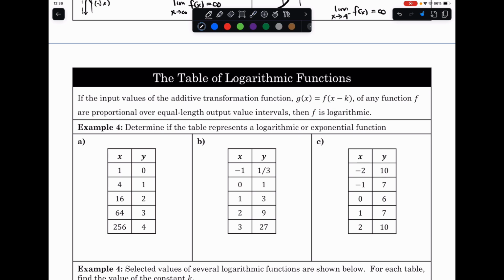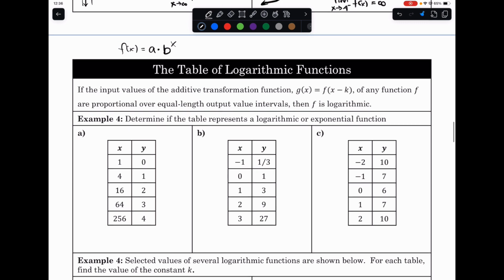the general form for an exponential function is that f of x is equal to some value of a times a base to the power of x. So the x values, again, are going to be the input values. Over an equal length input value, your y values are going to be proportional. So if my x values are increasing again by equal lengths, hopefully by 1, then the y values are going to be growing at a proportional rate, in a geometric sequence, meaning that you're going to have a common ratio. Like this example right here in letter B.